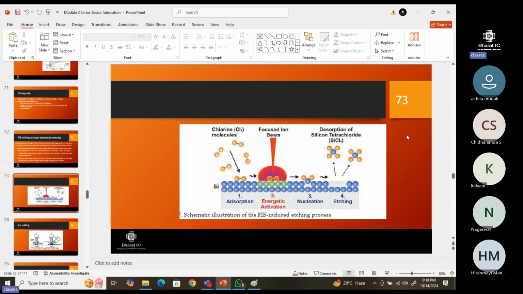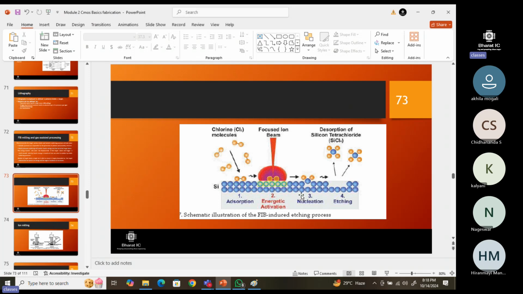If someone asks you what is the name of the chemical generated after the FIB process is done in the presence of chlorine molecules, what is the resultant chemical after the FIB is done, you have to just say silicon tetrachloride, which is SiCl4. Okay, how it is done, you have to tell.